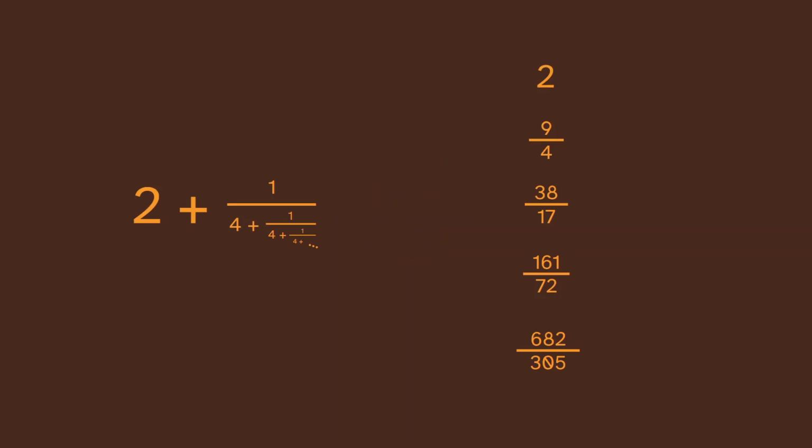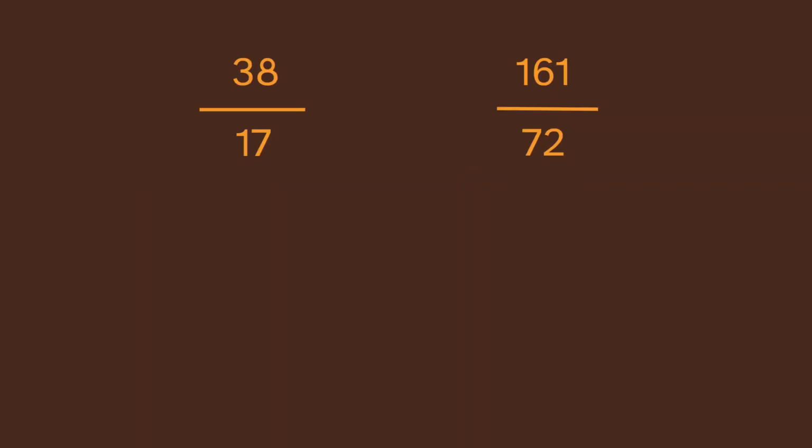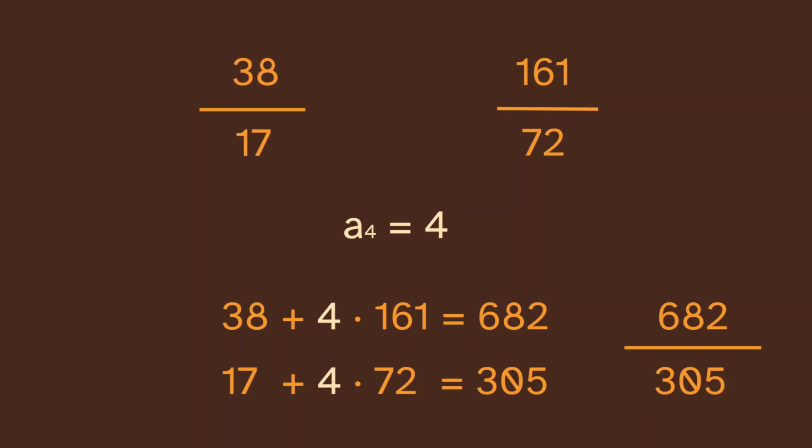But finding this value was kind of tedious, and as we get further into this sequence, the process is just going to get longer. Luckily, there's a better way we can do this. We just need the previous two terms. So we'll take these two terms, and the next term in the continued fraction is 4. So we will use that. If we take 38 plus 4 times 161, we get 682, the numerator. And we can do the same thing with the denominators. And this gives us the next fraction in our sequence.